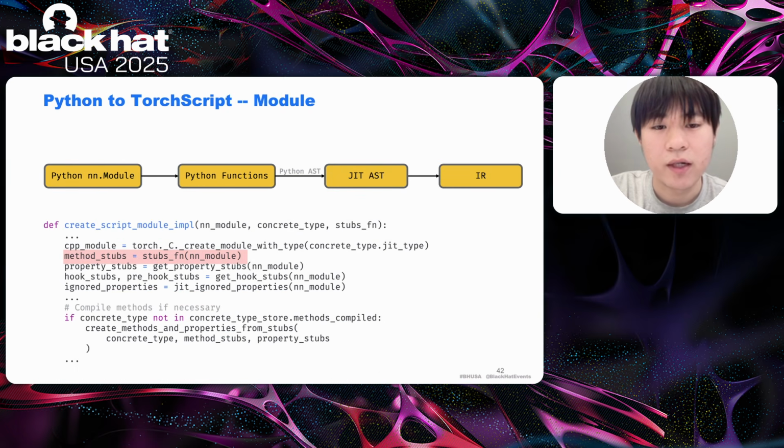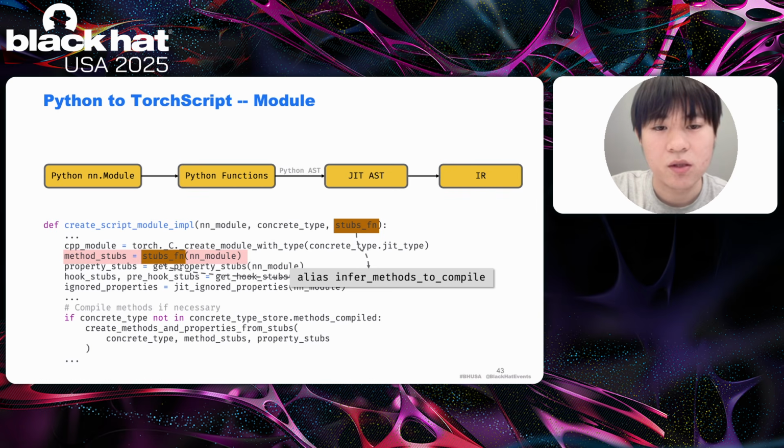Then let's look at the model. The overall process is similar to that of functions, except there is an additional step at the beginning: retrieving all functions from the model. It needs to retrieve functions and compile functions one by one. The stops fn function is responsible for handling this. Stops fn calls infer methods to compile in this context.